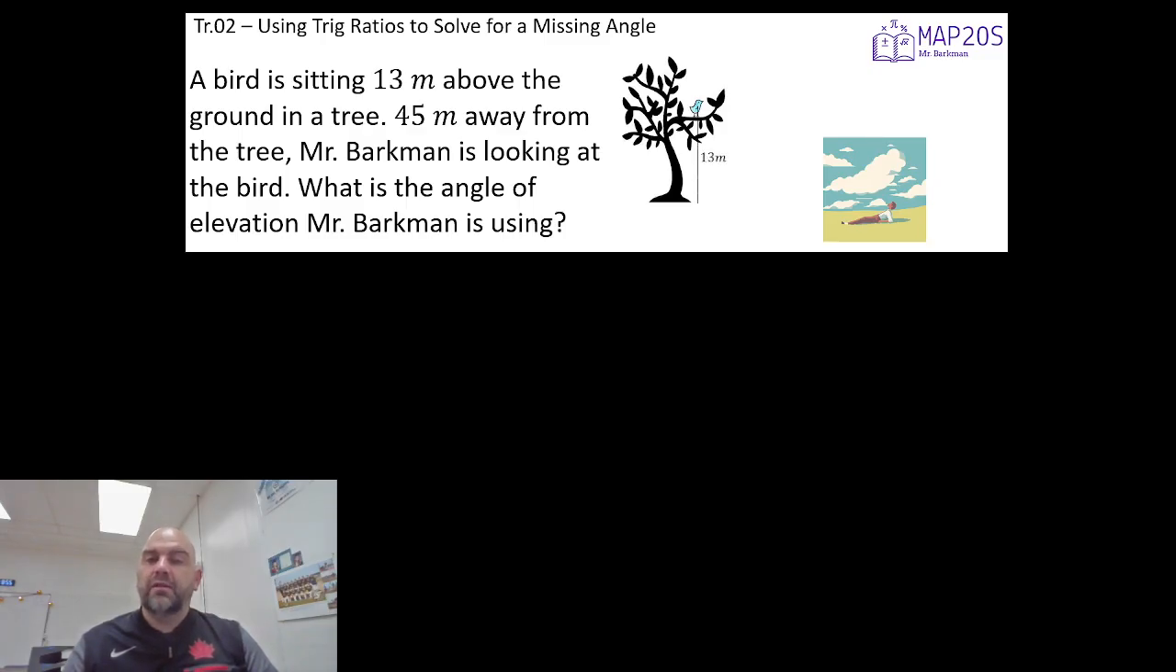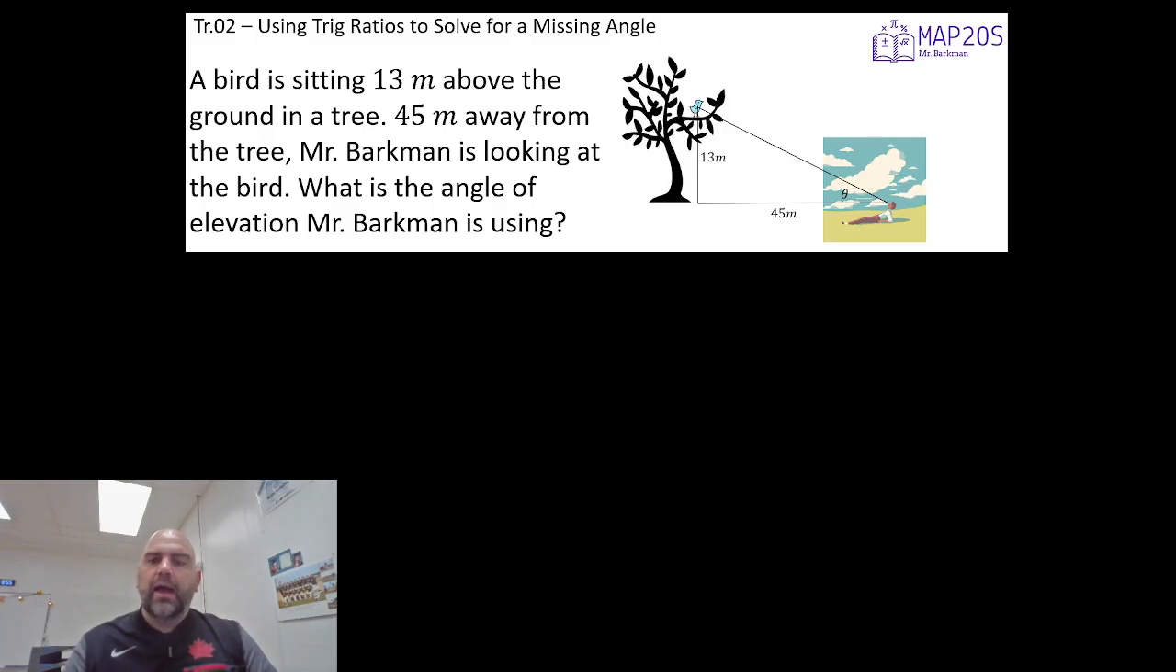So we know that the bird is 13 meters above the ground. That's going to be a straight line, perpendicular to the ground. And that distance on the ground is 45 meters away. The question we're asking is, what is that angle right there from my sight line to the horizontal?